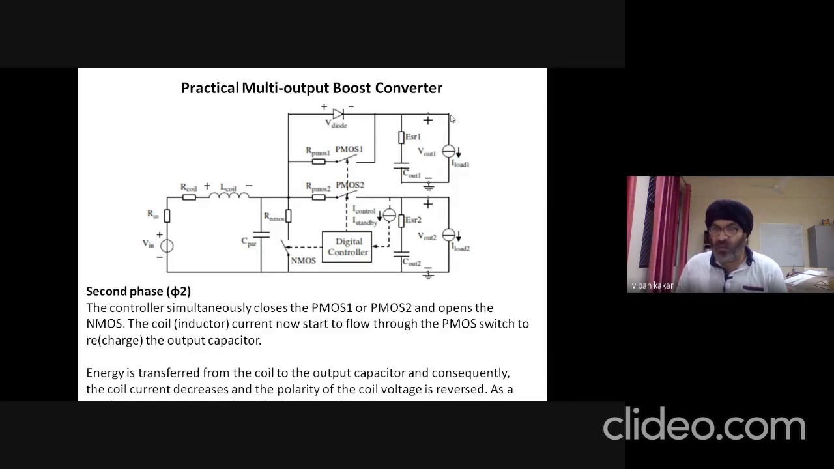And if we want to have two outputs, both Vout1 connected to some circuit, and Vout2 also connected to another circuit, we want to use both the outputs. Then PMOS1 as well as PMOS2 has to be switched on for phase 2. And depending upon the values of Vout1 and Vout2, the values of Cout and the switching speed of PMOS1 and PMOS2 have to be decided.